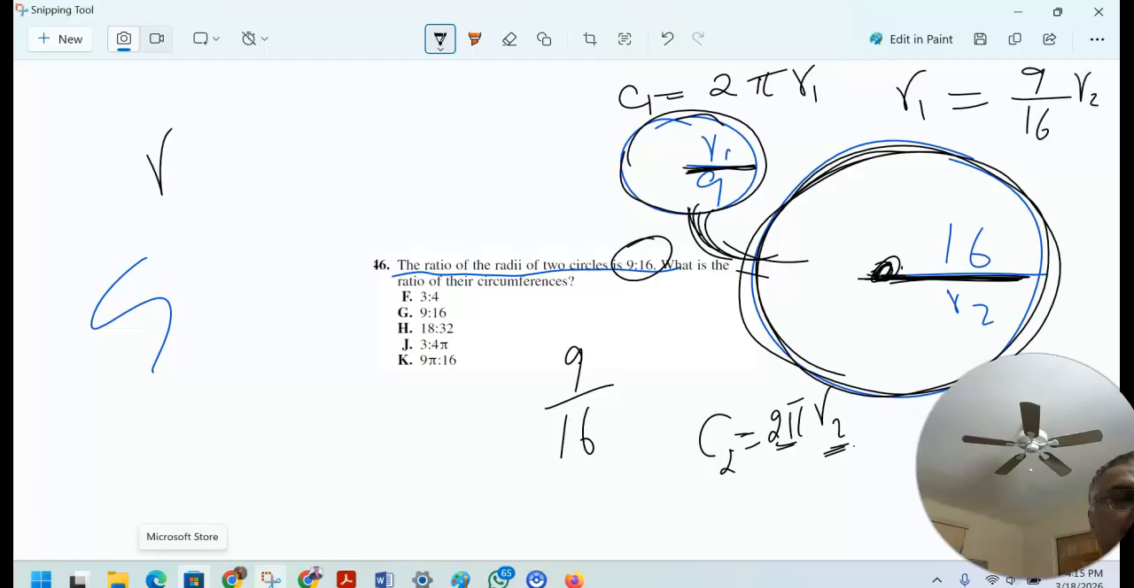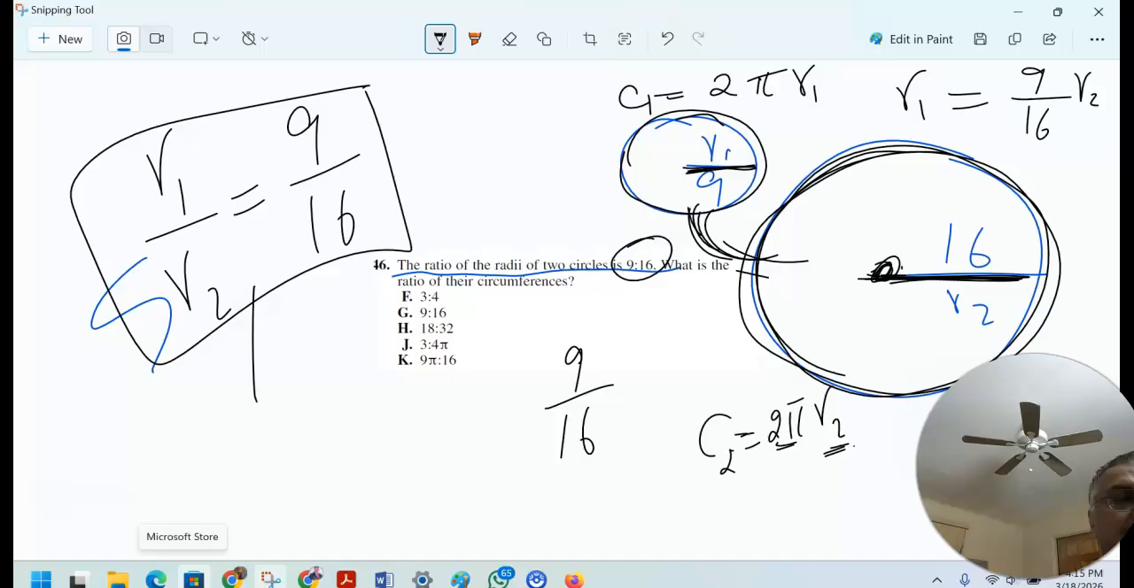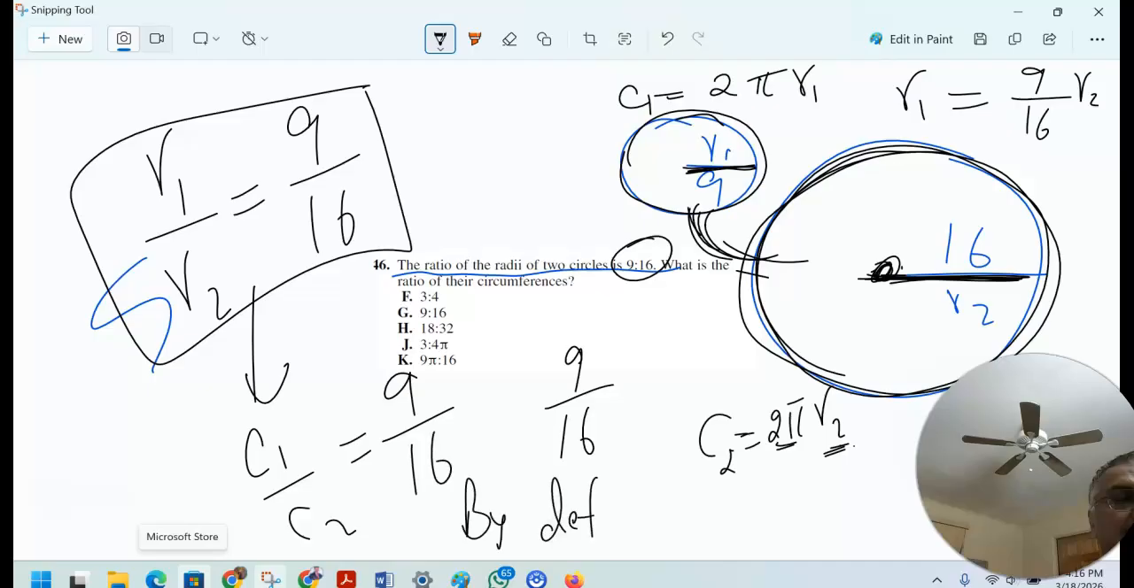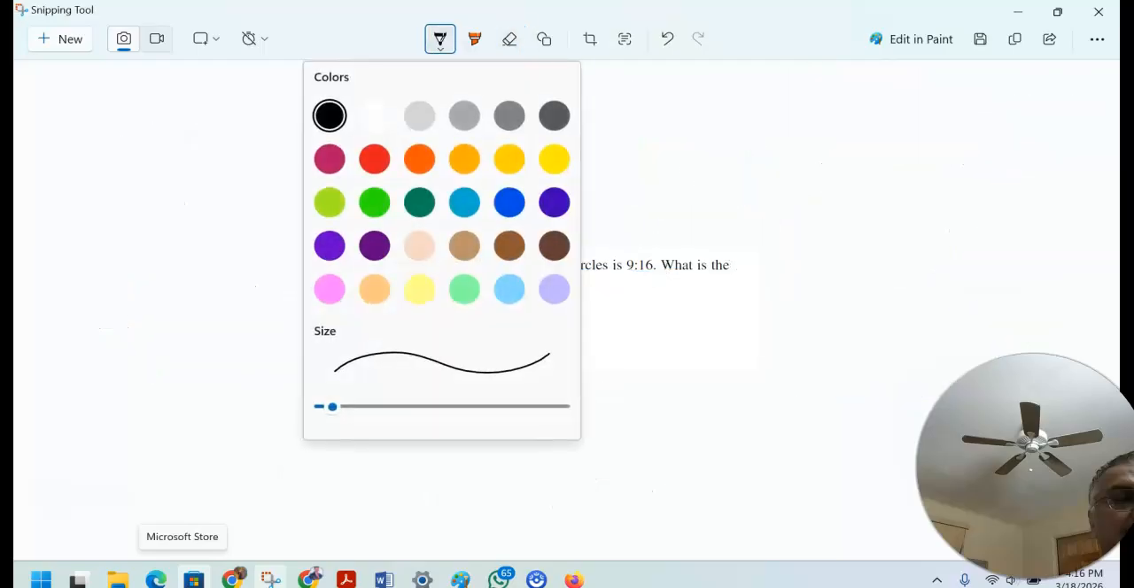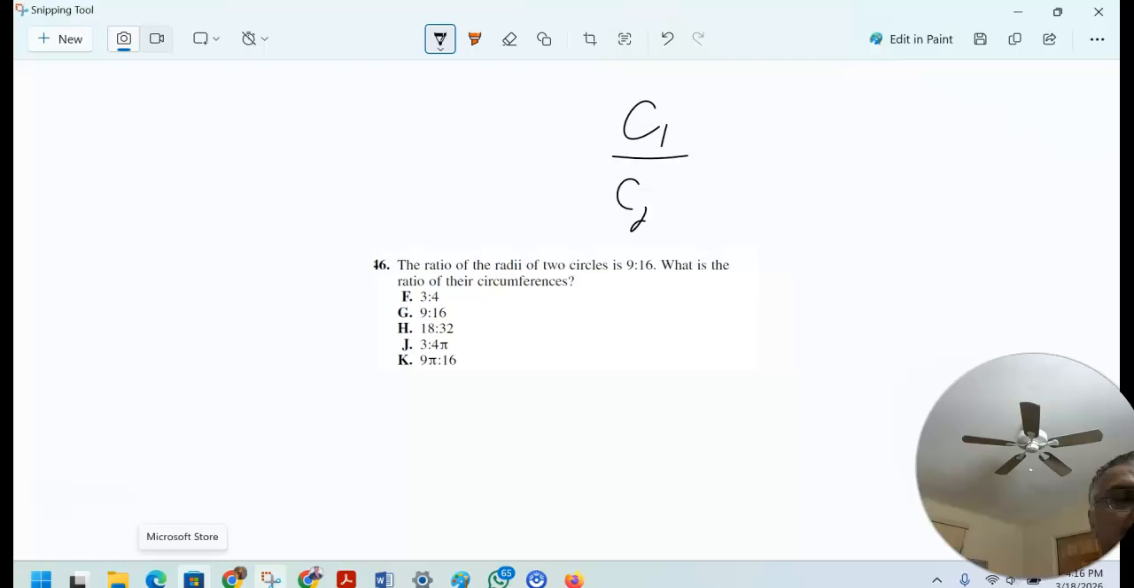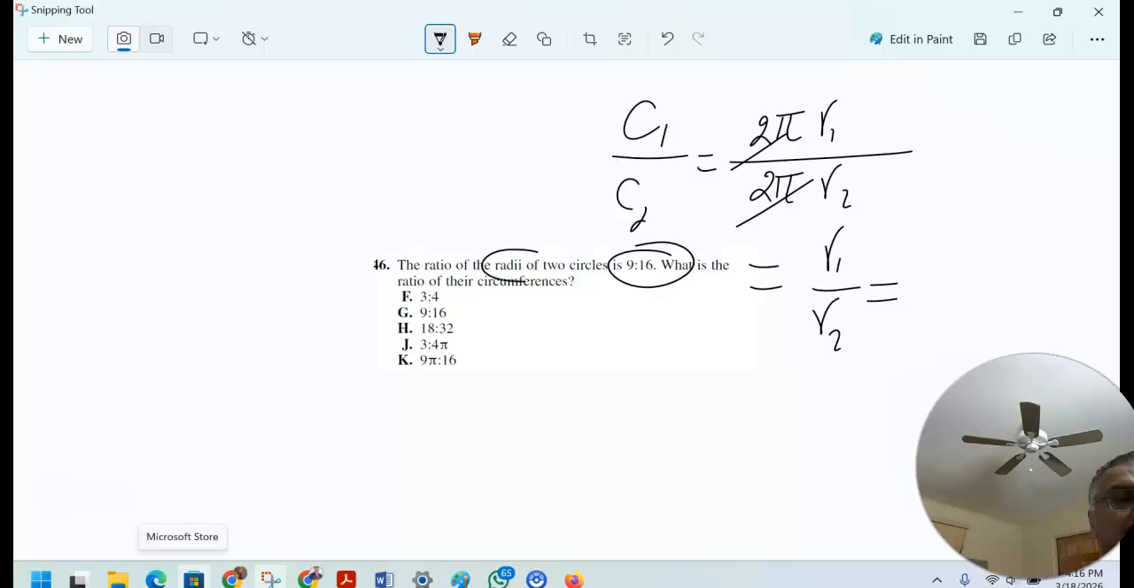Or we say the first one divided by the second one is 9 by 16. So if this is the thing, then the circumference over the second one also has to be 9 by 16 by default. But if you get confused and don't know how to do this, then you'll have to do the actual work and say, okay, first circumference over second circumference. The formula says it is 2 pi r1 and the second circumference again 2 pi r2. This 2 pi crosses out and you get this. But this is already given to you, the ratio of the radii of the two circles, 9 by 16. And that's it.